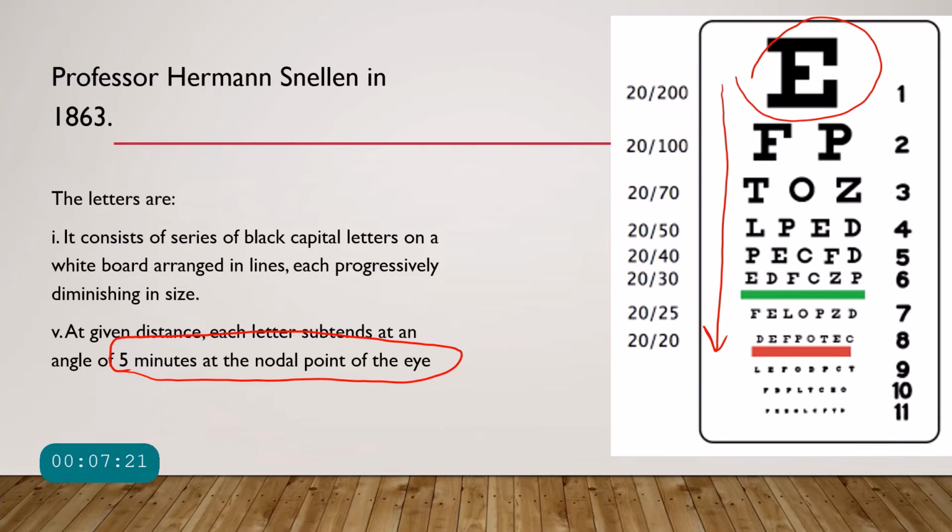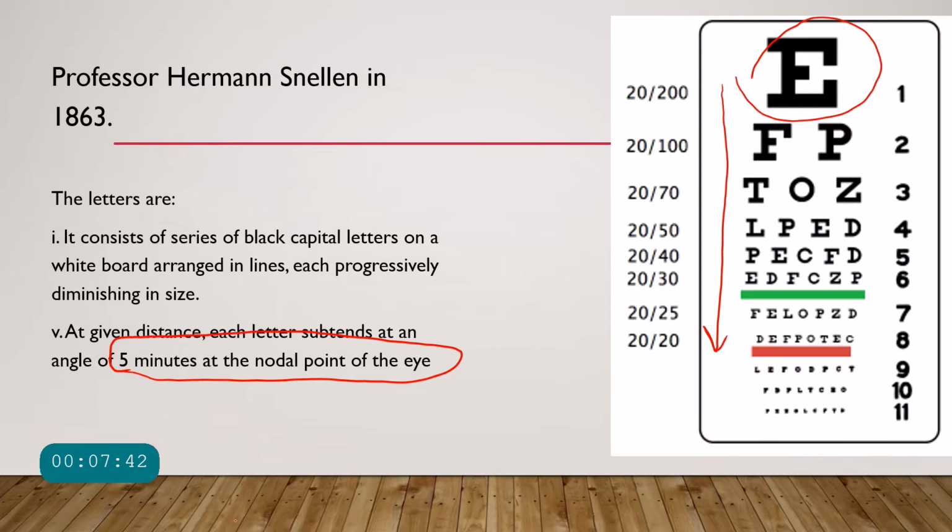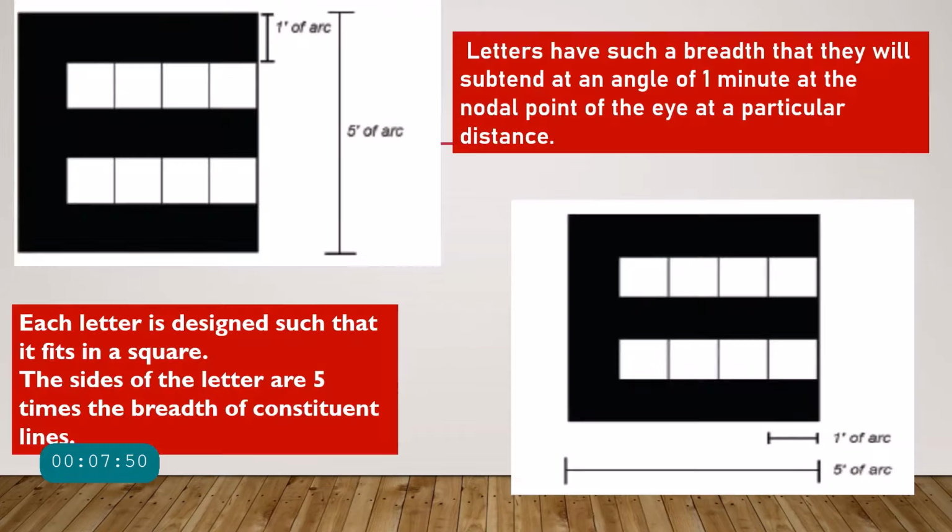So let me explain it to you in detail. Each letter on the Snellen's chart is called an optotype, and each optotype is made in such a way that it fits a square, right? So if you take a square like this, the letters have to fit in the square, okay? That is the reason why we are not using all the alphabets. There are certain particular alphabets only which can fit in a square configuration. Only those are taken in the Snellen's chart.